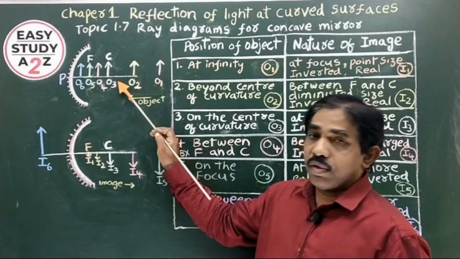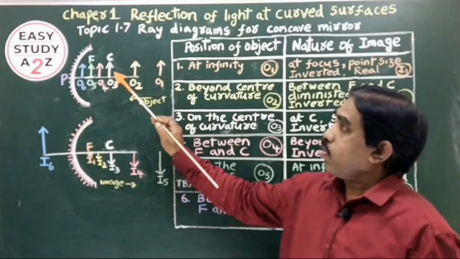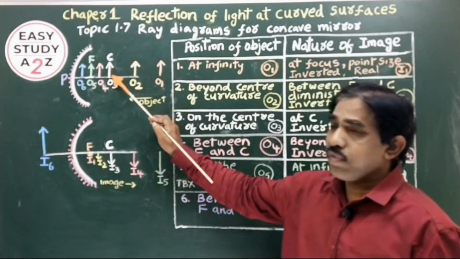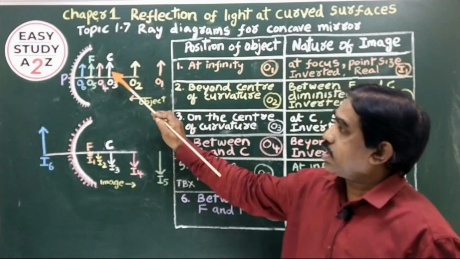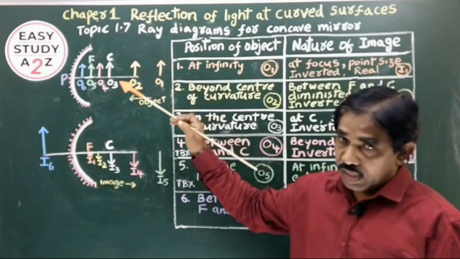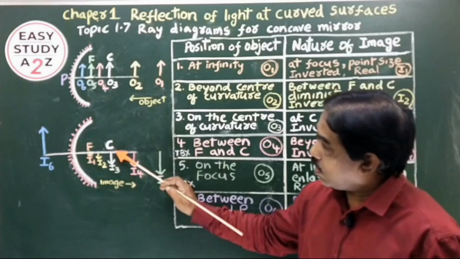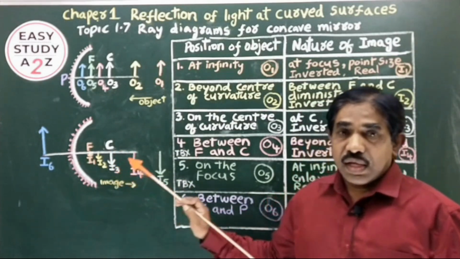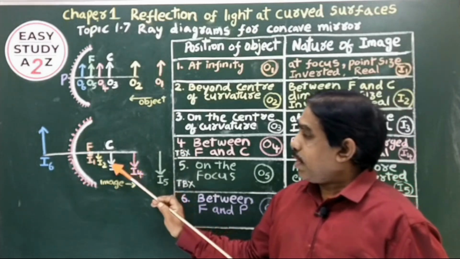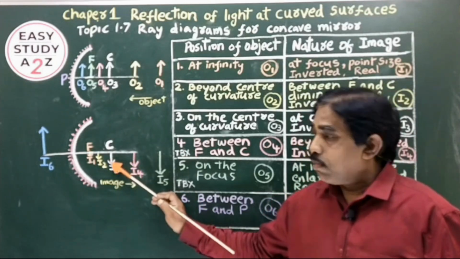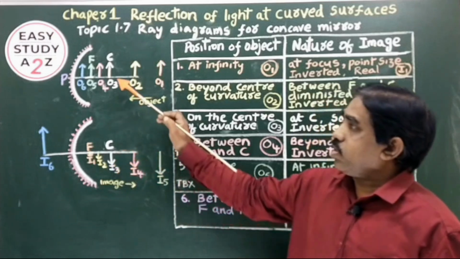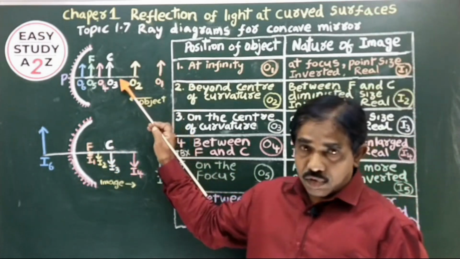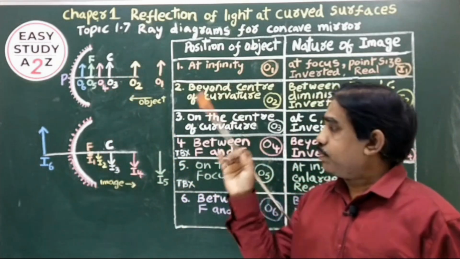Now the third point, very important. See here, we keep the object at the center of curvature, and we will observe that we get the image also at the center of curvature. Here the image is inverted, but its size is equal to the object size. That means the size of the image and the size of the object are the same.